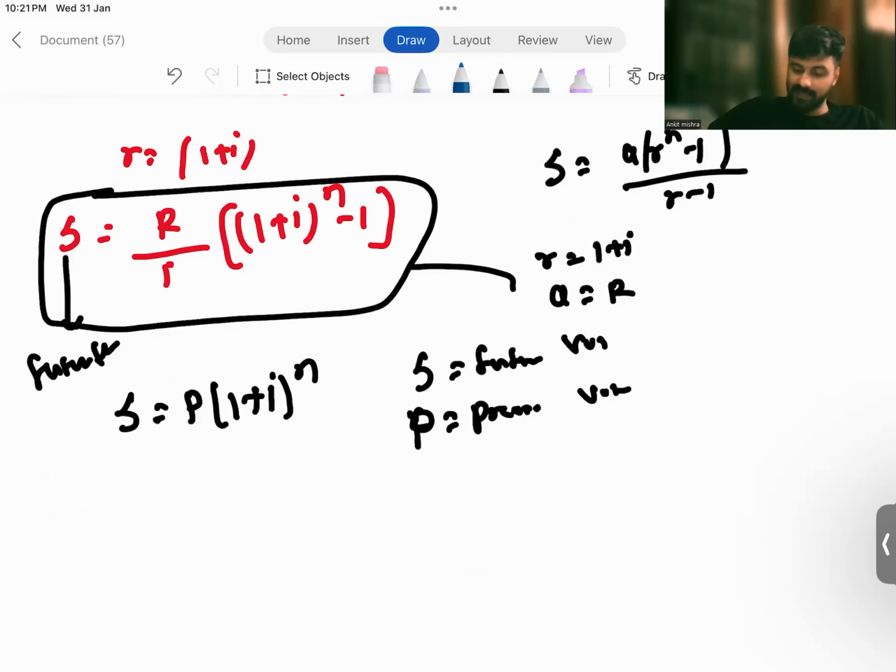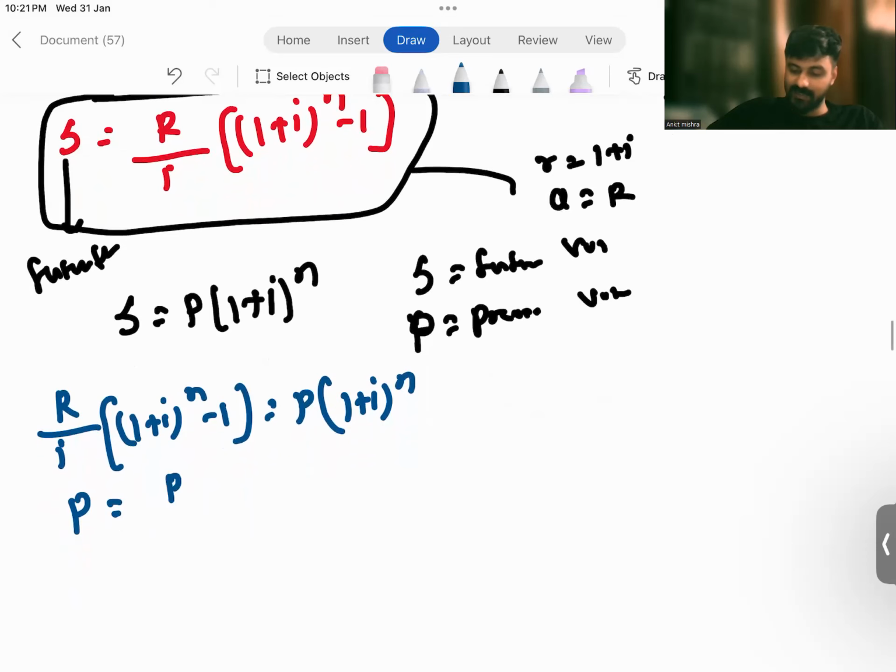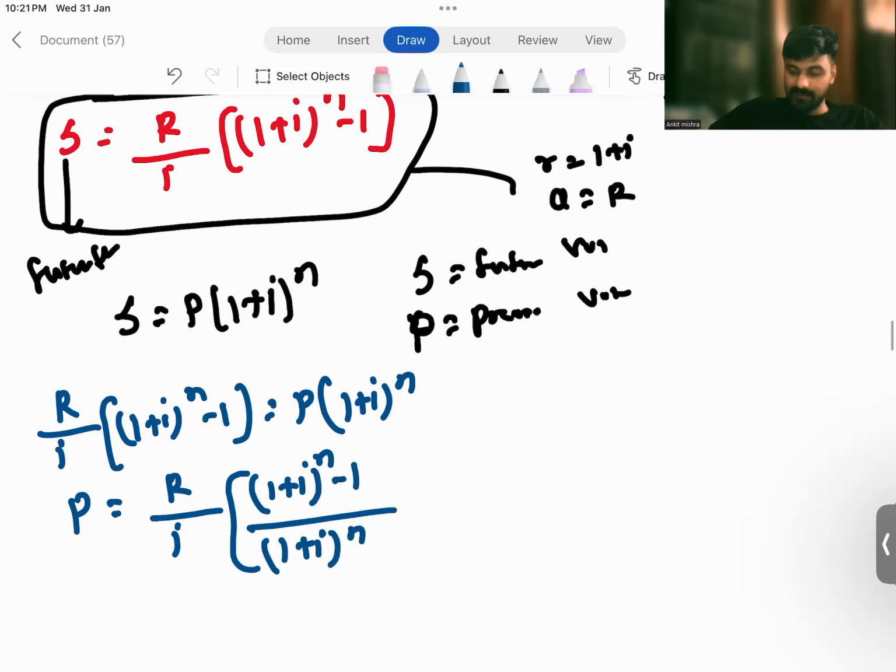We know the value of S, that is R by i into ((1 plus i) whole to the power n minus 1), and I'll set it equal to P into (1 plus i) whole to the power n. So from here I can calculate P, your present value of the assets, which is R by i into ((1 plus i) whole to the power n minus 1) upon (1 plus i) whole to the power n. So now you have calculated the present value of the assets also.